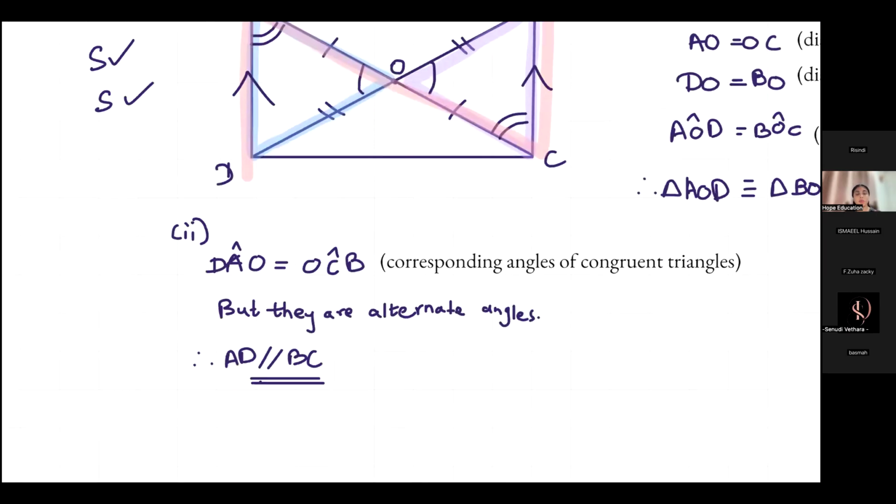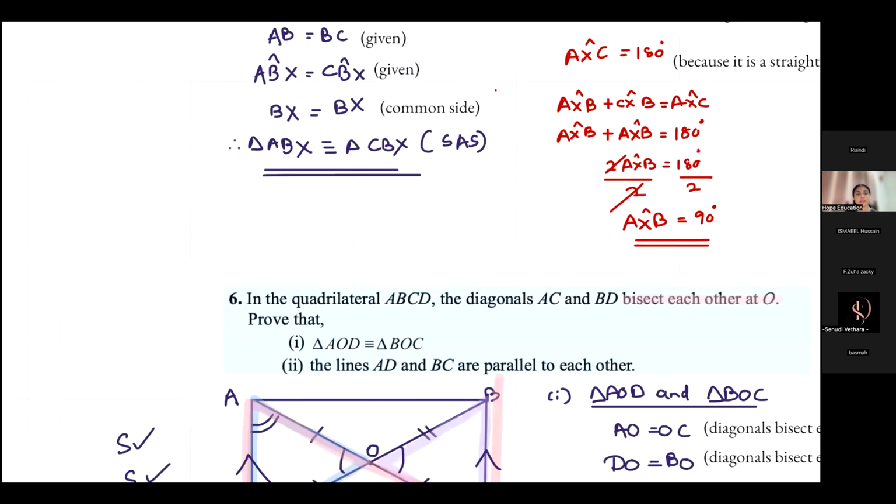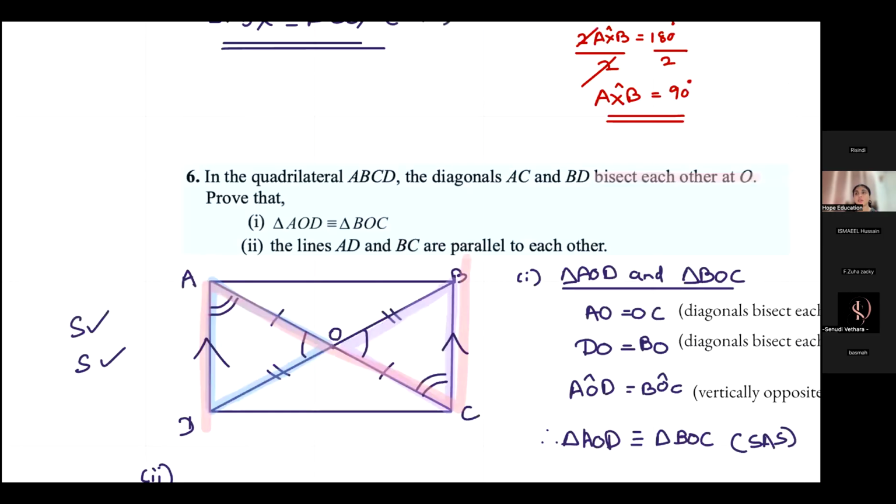Here, whether you write the reason or not doesn't matter, because alternate angles are equal. If alternate angles are equal, those two sides become parallel. That is exactly what we discussed here in the fourth question. Is this clear to all of you?